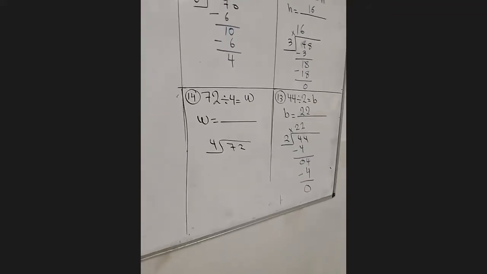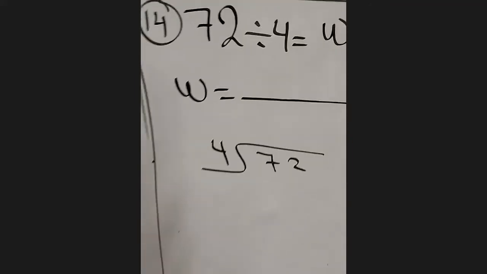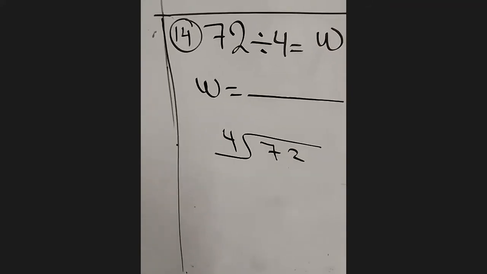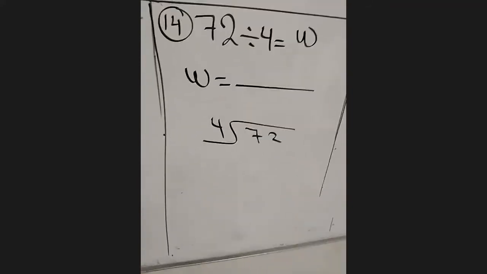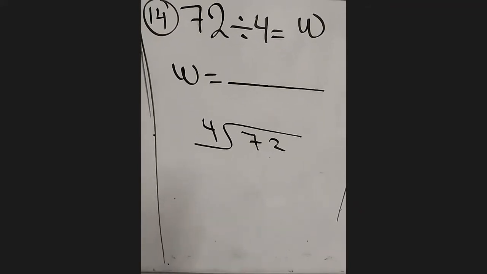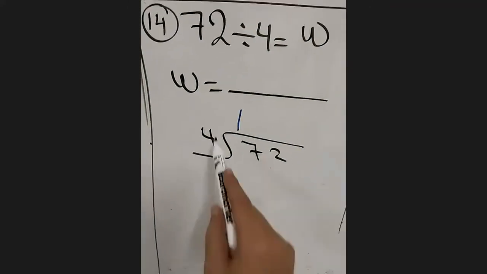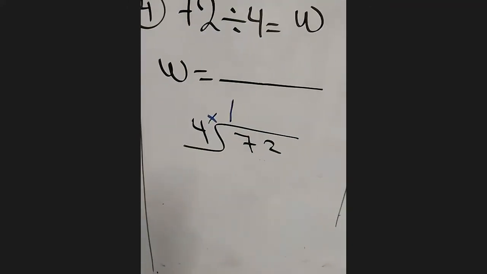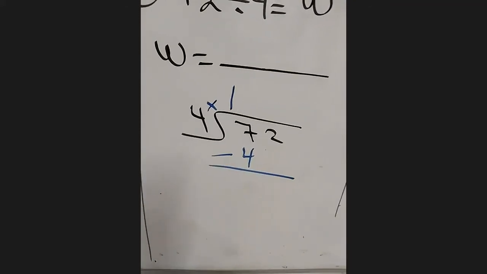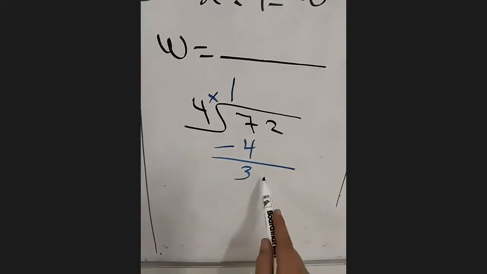First thing, we're going to start with the 7 because the 7 is more than 4. Good. Yalla, 7 divided by 4, how much? It is 1, because 2 times 4 is 8. Yalla, 1 multiply 4 equals 4. Then 7 minus 4 equals 3. Then we're going to put the 2 down.